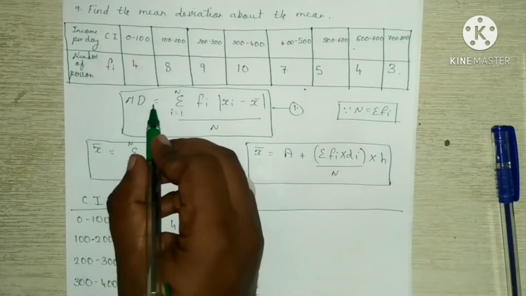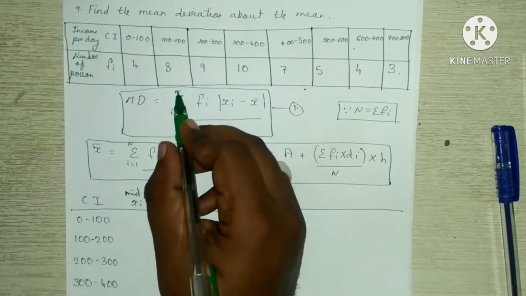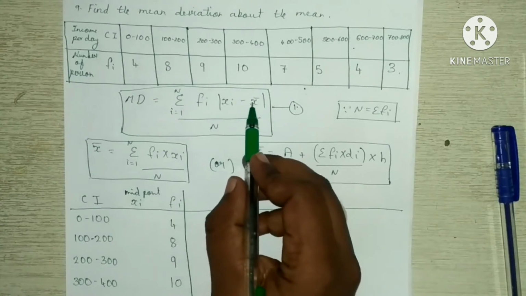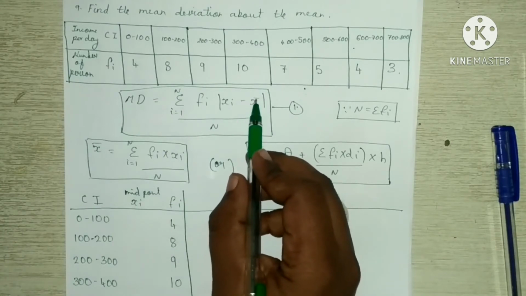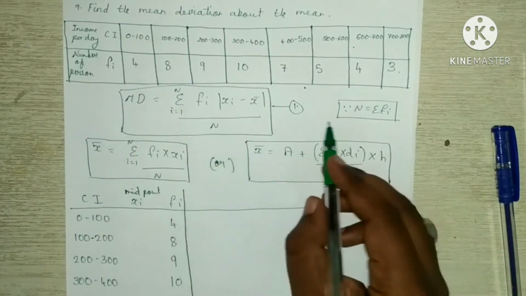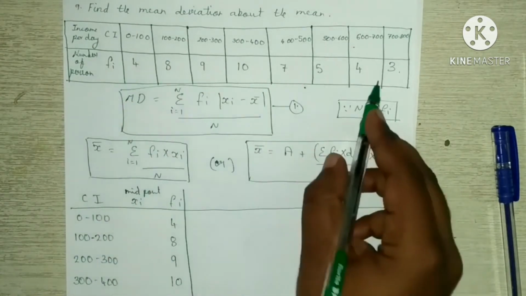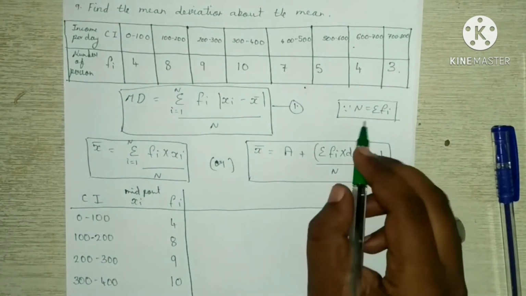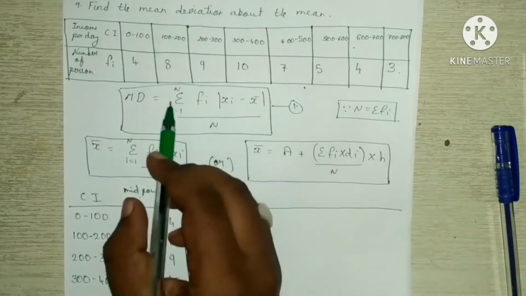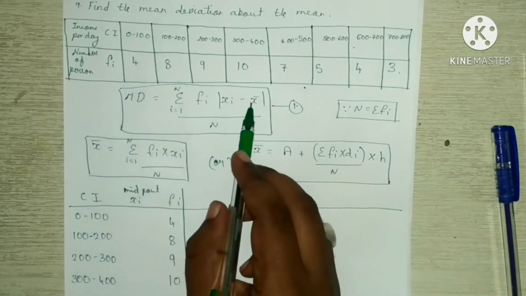The mean deviation about the mean formula is summation, i varies from 1 to n, n is a natural number, frequency fi into xi minus x bar, all divided by capital N. Capital N is nothing but summation of fi. By adding all these terms, you'll get the N value. You have got N, frequency is given, you need to find xi and you need to find x bar.